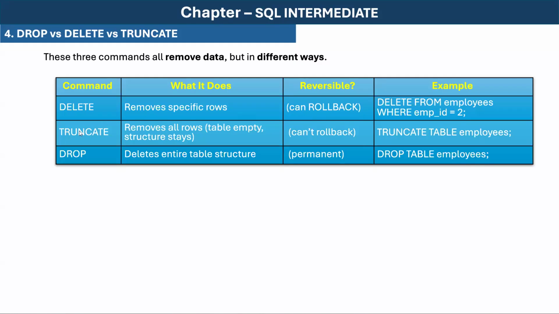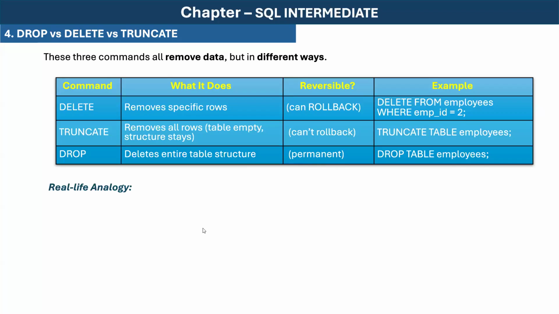Let's talk about the second command, truncate. It removes all rows. Simply, it will make your table empty, but the structure still stays. And here you cannot roll back. The syntax we already learned. Next, drop deletes the entire table structure permanently. I mean, you cannot get the data back, you cannot get the table back. It means you cannot roll back. This is the syntax.